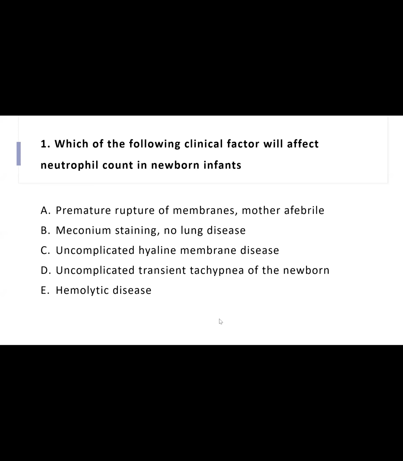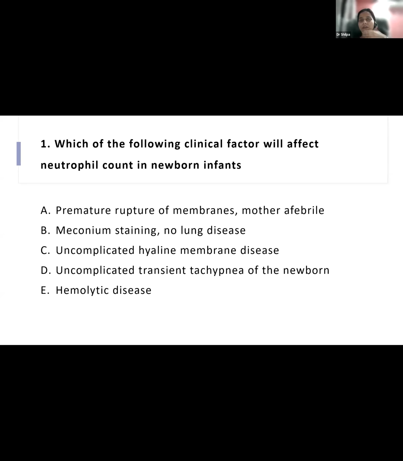Yes, yes. Okay, so some have answered A, some have answered B, and some have answered A and E. We are talking about the clinical factors affecting the neutrophil count, okay? You can read the options carefully. We're talking about premature rupture of membranes where the mother is afebrile, which means there is no evidence of chorioamnionitis. It's just the rupture of membranes. The second is meconium staining, but there is no lung disease. The baby is not symptomatic. We are not talking about meconium aspiration syndrome. The third is uncomplicated hyaline membrane disease, simple plain RDS, right? The fourth is transient tachypnea of newborn, also plain. And the fifth is hemolytic disease.